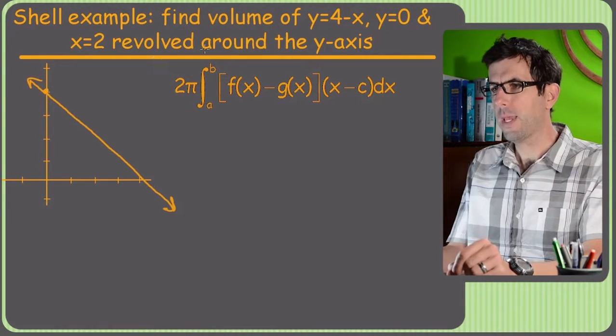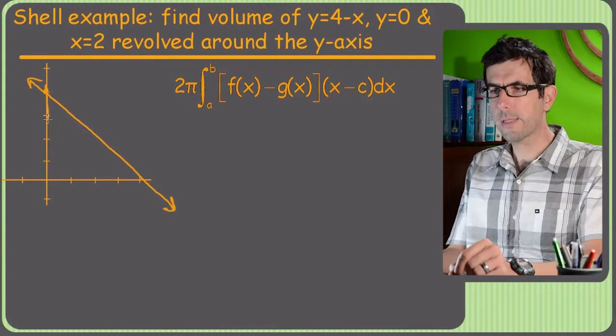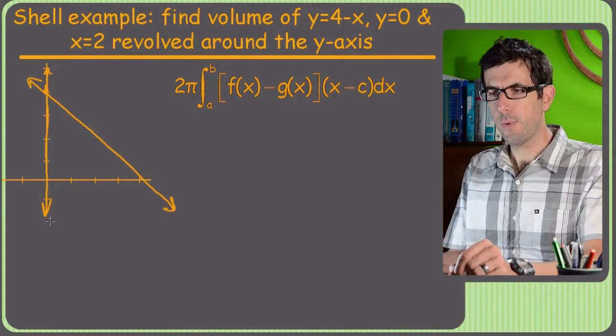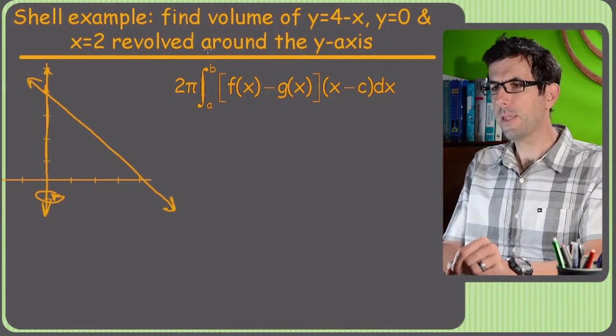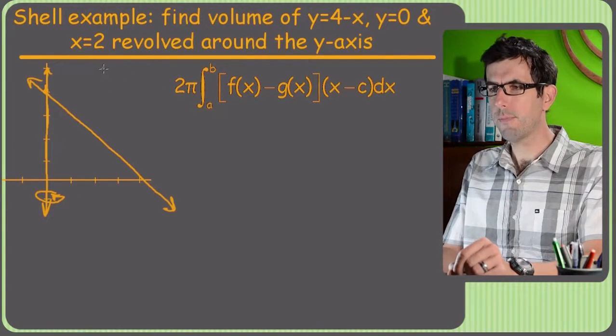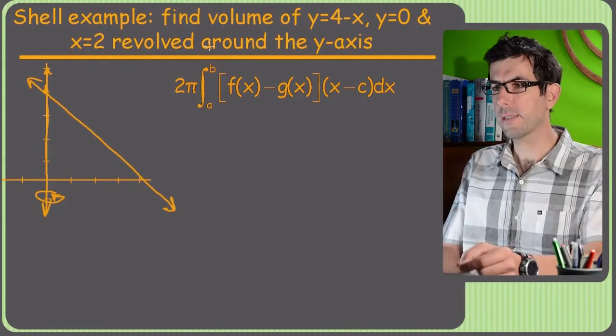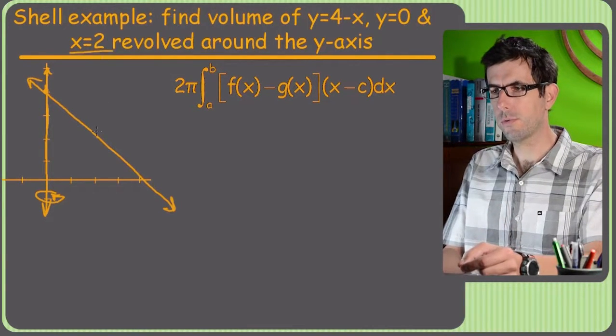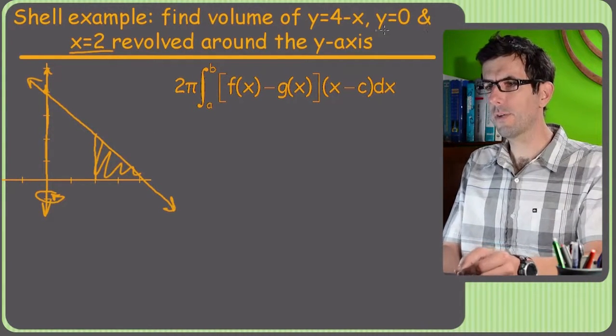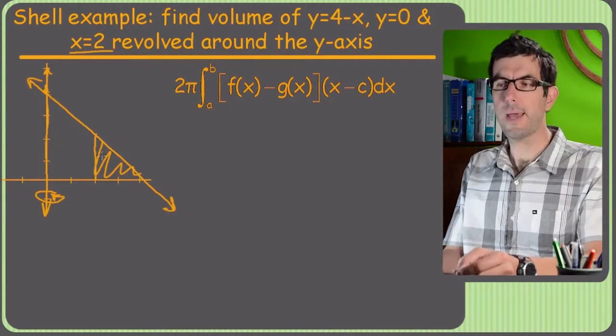So like that. And the spin axis is once again the y-axis, which, as I've alluded to, will get a little bit more tricky when we start using other spin axes, but for now, just the y-axis again. But then the trick is that the region is not going to go up against the spin axis. It's going to stop at x equals 2. So this is our region from y equals 0, x equals 2, and of course that diagonal line.